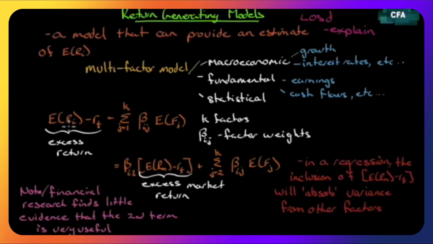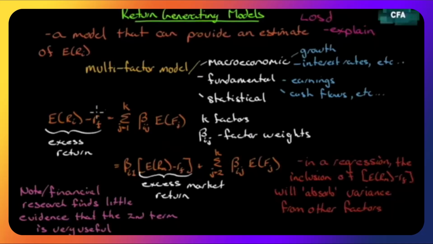This is the expected return on this particular asset minus the risk-free rate, which should equal all of our factors, where the beta is the weighting on each factor. So from j equals 1 to k, we're saying we have k factors, however many factors you want. And beta ij is the factor weights. F stands for factor, so there's factor 1, factor 2, factor 3, all the way to k factors. And i is this particular asset, and j is the factor, so beta 1 would be the weighting on the first factor, beta 2 would be the loading on the second factor, etc.